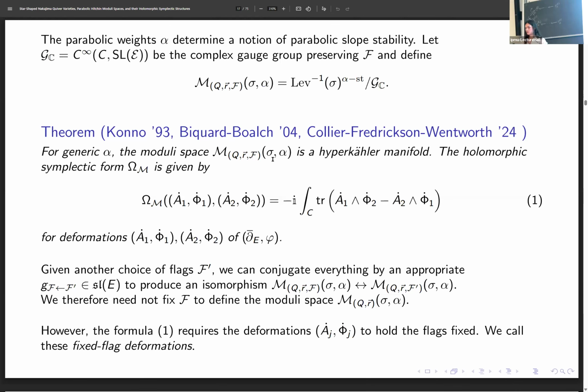But my warning is that if you want to apply this formula for the holomorphic symplectic form, these deformations must be with respect to a single flag. So I call these fixed flag deformations. They shouldn't change the flag as you vary. Any questions about this construction?